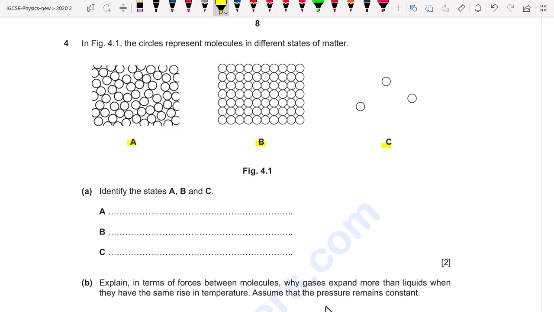So the B is actually for solids, because in the solids molecules are very close to each other and the spacing between them is very small. So I write here B is solid and A is liquid, because in A the molecules are closer but there is a spacing between them. So I write here liquid. And in C, it's a gas and the molecules are very far apart from each other.